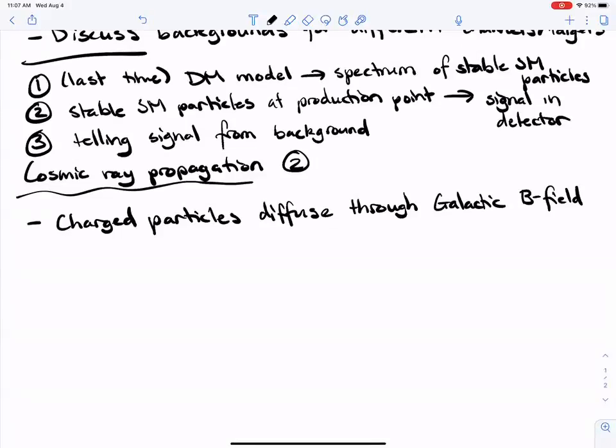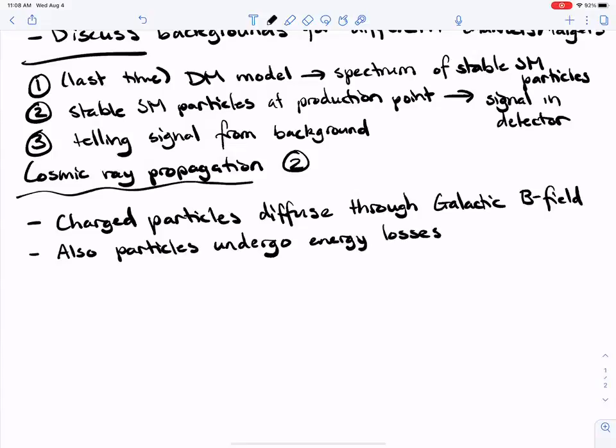Now, simultaneously, while this evolution is happening, while the particles are bouncing around, scattering off the turbulent magnetic field, they can undergo energy losses through various processes. So one source of those energy losses is just synchrotron radiation, which again comes from the magnetic field. As these charged particles pass through the magnetic field, they're accelerating, so they're going to radiate.